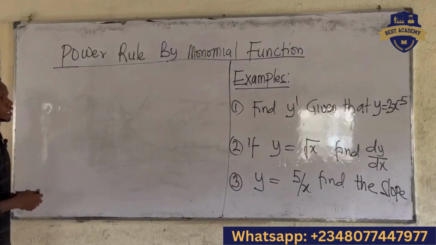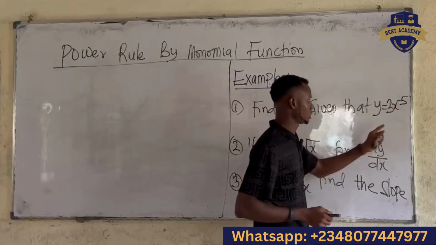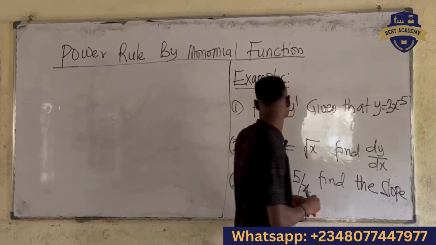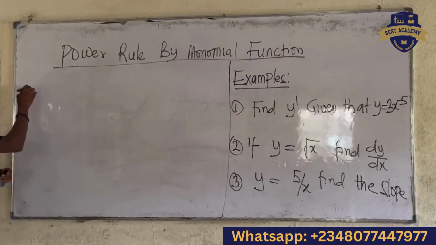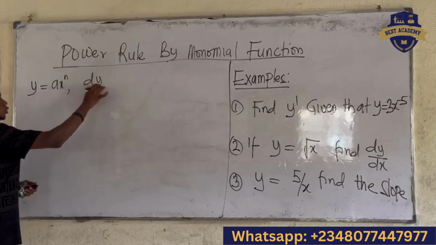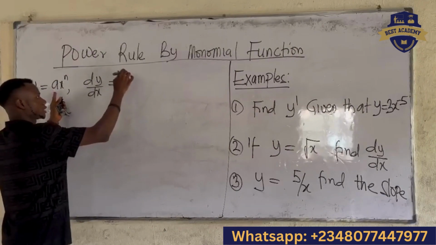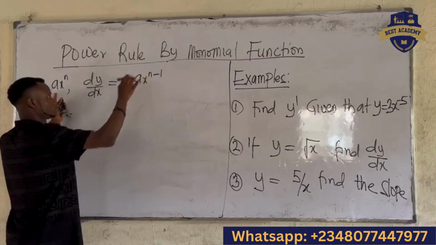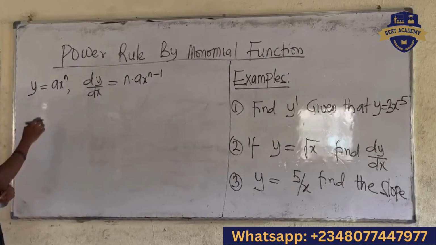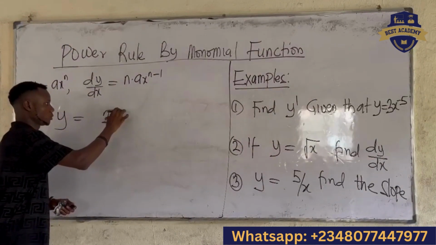First of all, I told you that whenever we have a monomial function, which consists of only one digit, a letter, and a power to it, the format to solve it is: y equal to a s raised to n means our dy over ds will be equal to n times a s raised to n minus 1. So now let's differentiate the first one: y is equal to 3s raised to minus 5.